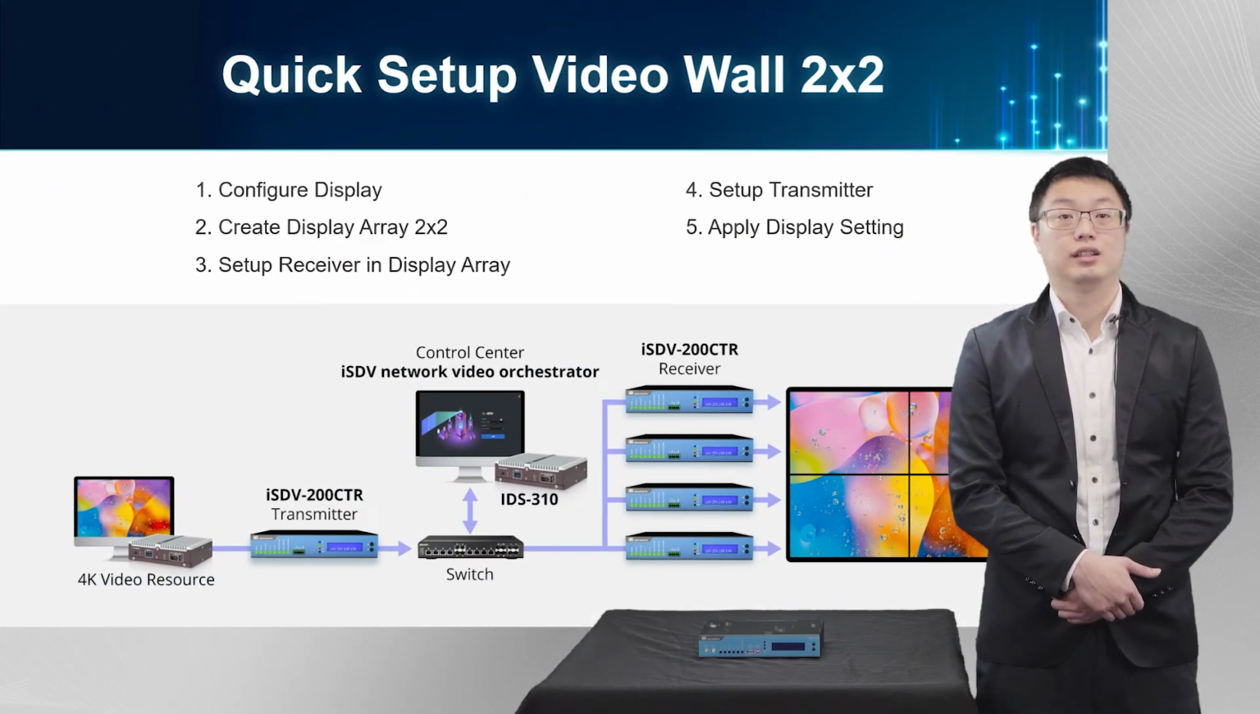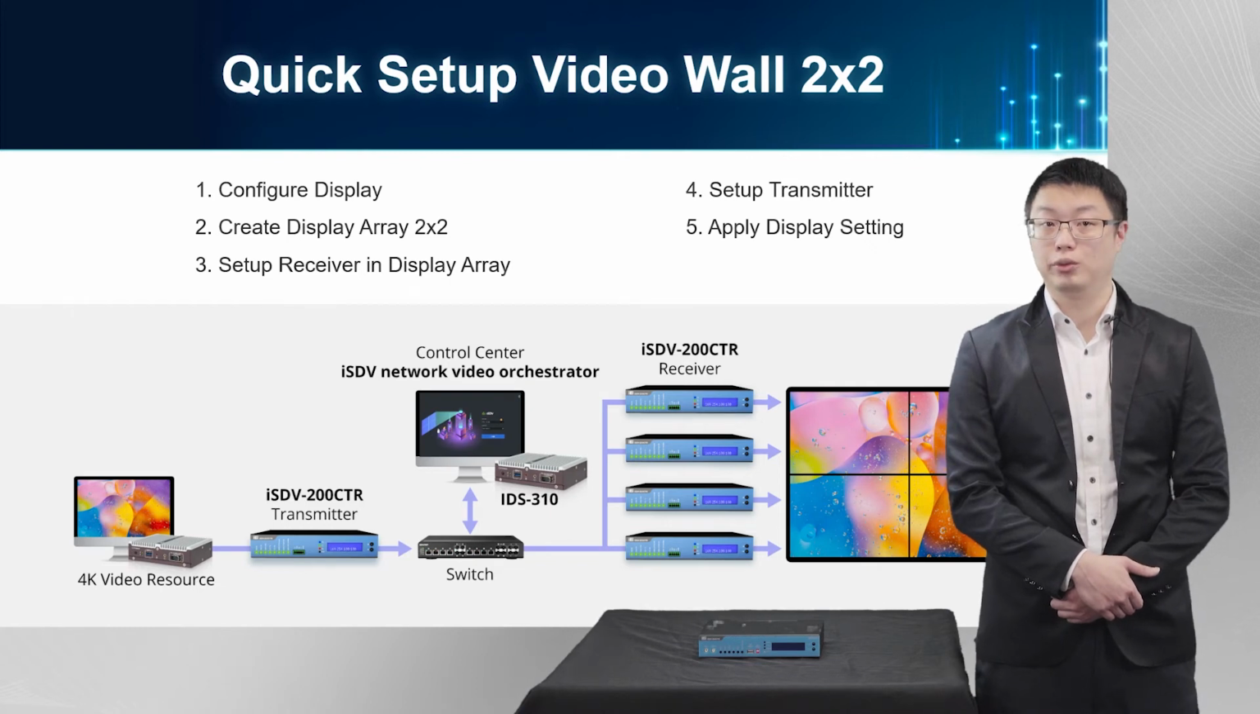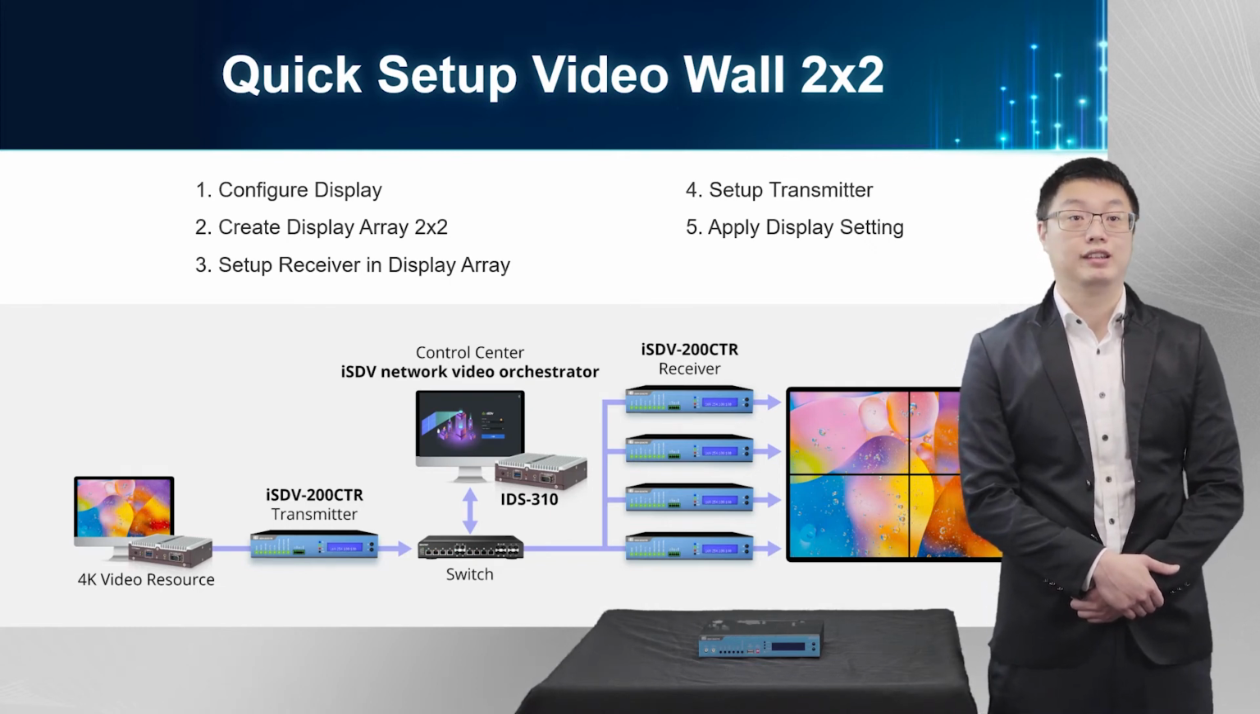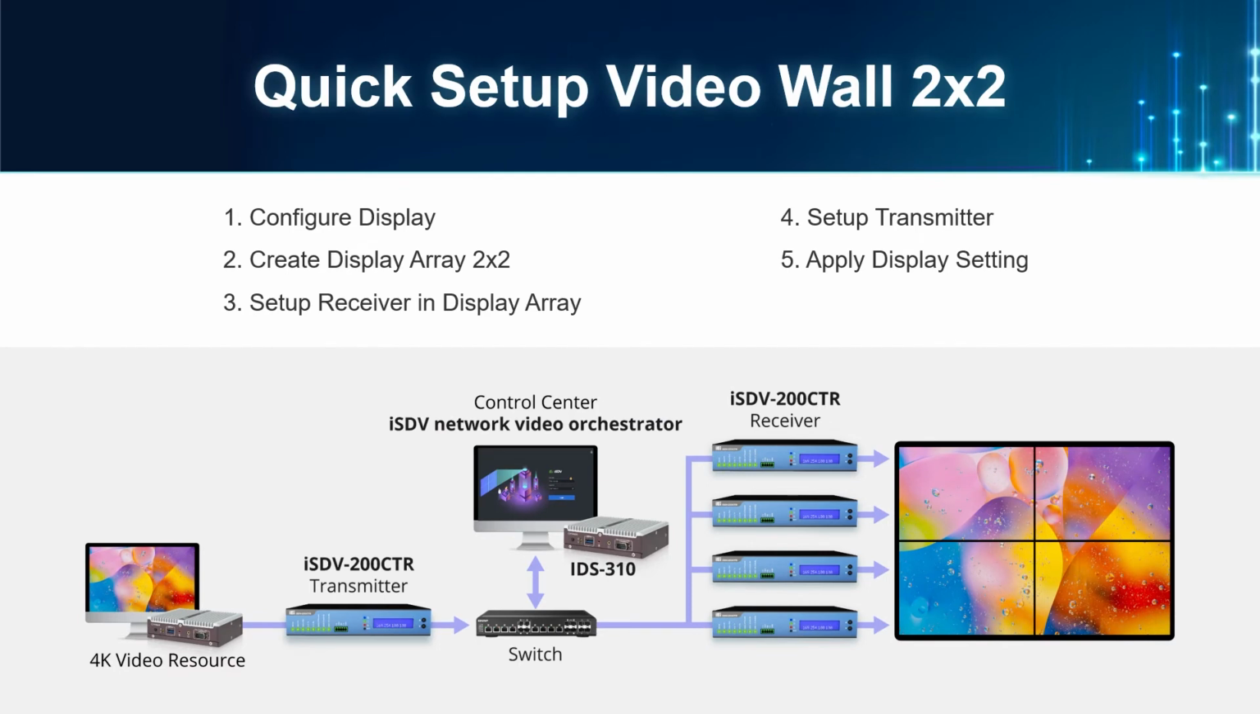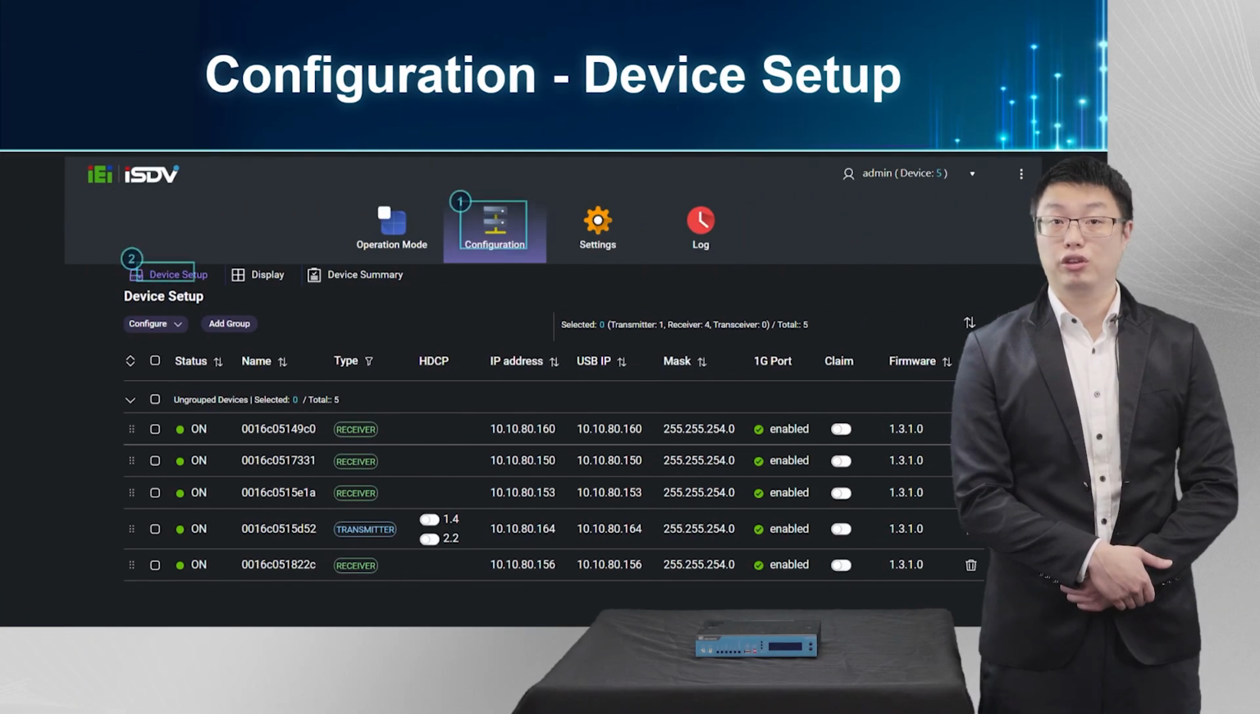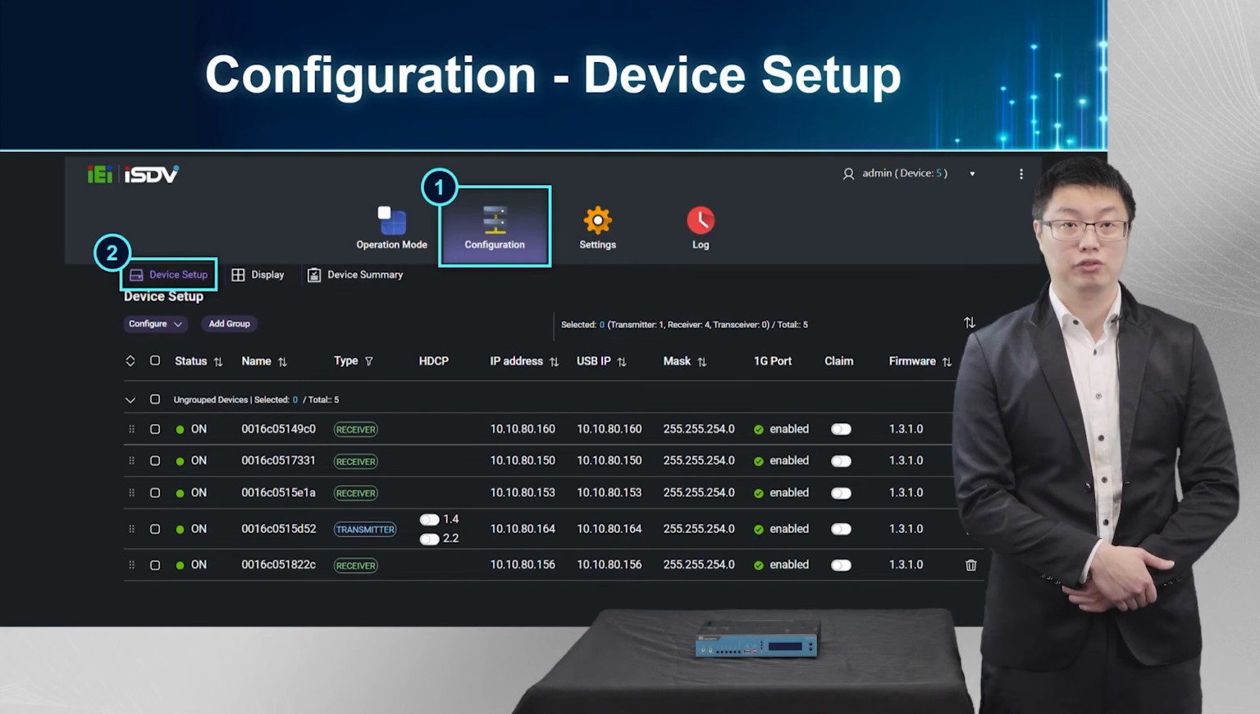How to quickly set up a 2x2 video wall. Let me briefly explain it. First, configure the display, and second, create a display array. Third, set up the receiver in the display array. Fourth, set up the transmitter and then apply the display setting. Now let me show you how to set up 2x2 video walls step by step.